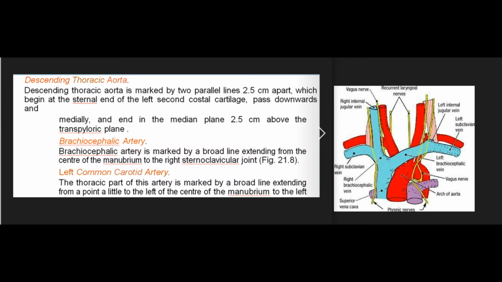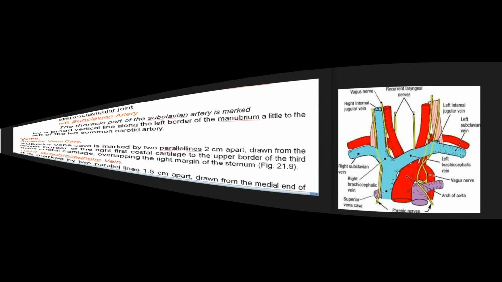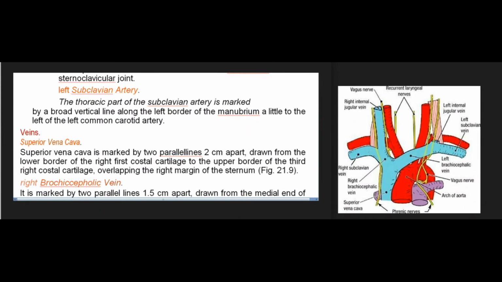Brachiocephalic artery is marked by a broad line extending from the center of the manubrium to the right sternoclavicular joint, Fig 21.8. Left common carotid artery. The thoracic part of this artery is marked by a broad line extending from a point a little to the left of the center of the manubrium to the left sternoclavicular joint. Left subclavian artery. The thoracic part of the subclavian artery is marked by a broad vertical line along the left border of the manubrium a little to the left of the left common carotid artery.